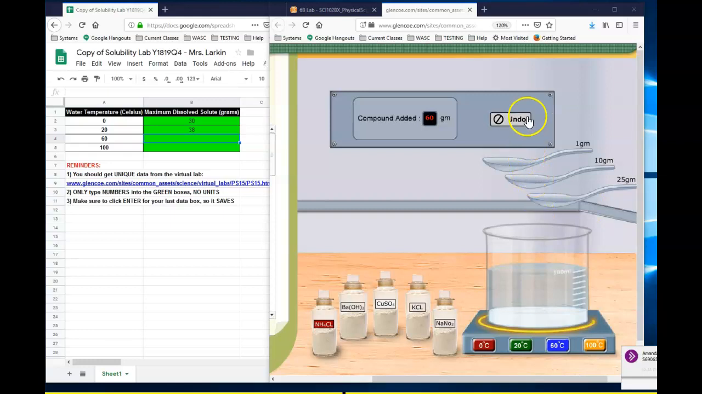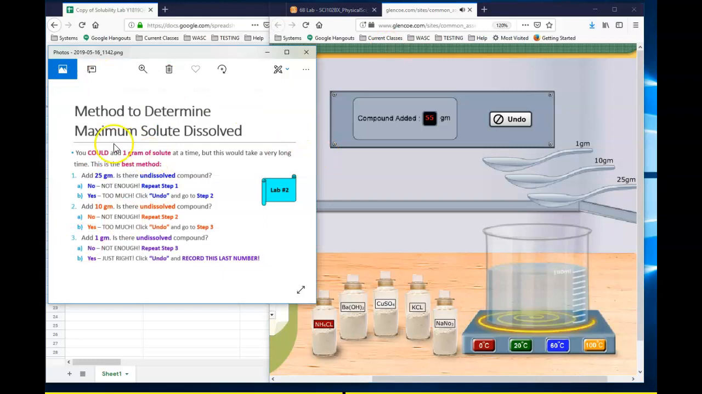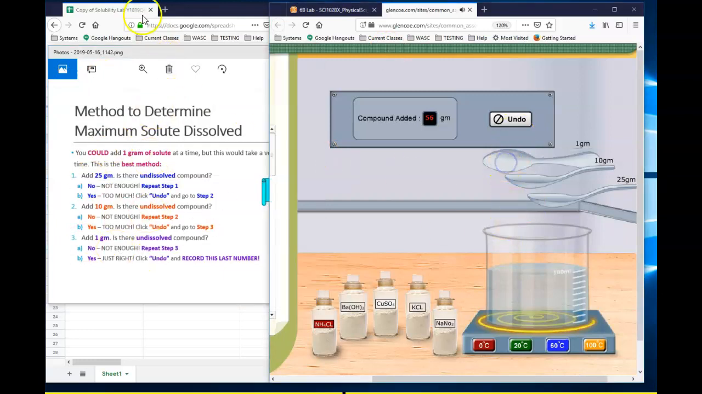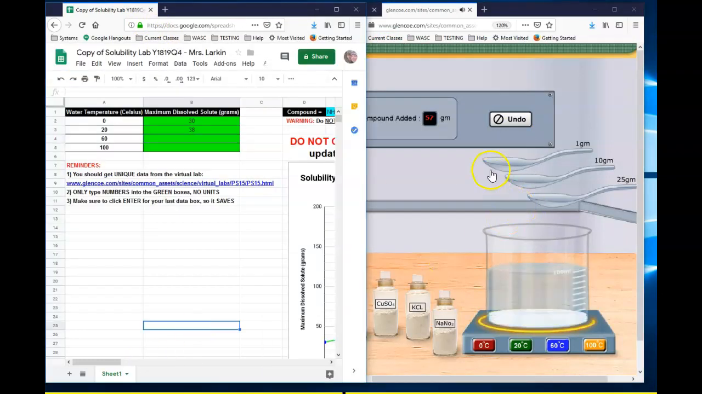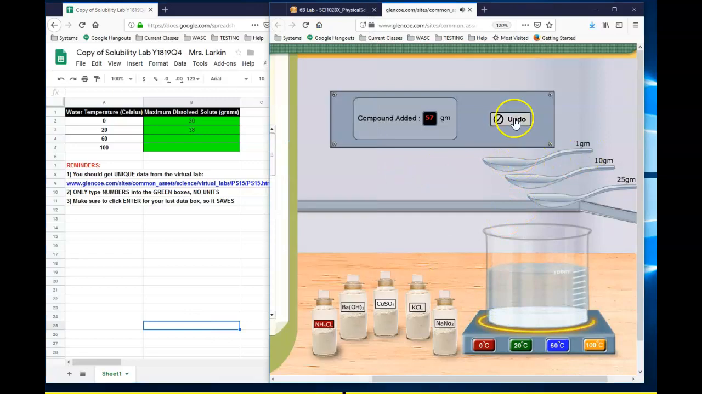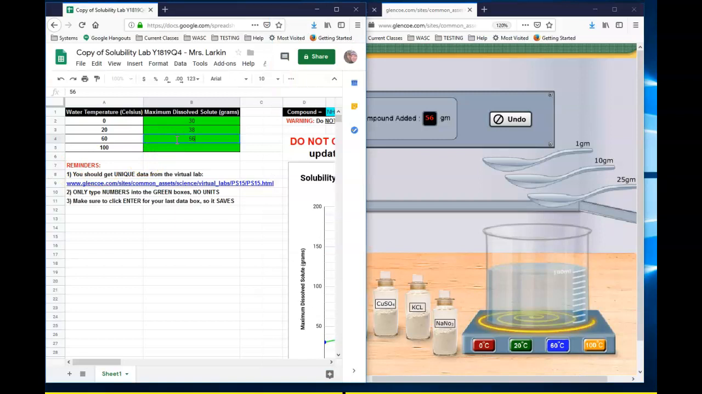Okay, so I just added 10 and that was still too much. So I'm going to click undo and try adding 1 at a time now. You can't click both of them at the same time, Efren. So you can only click 1 at a time. Okay, once you start doing it, it'll make a little bit more sense. And again, these instructions right here are what you're going to want to have. Yeah, whatever you need to do, Efren, to get there, that's what you need to do. All right, so at this point, I've added too much. I'm going to click undo, and there is no smaller spoon, so I'm going to type in 56 here.